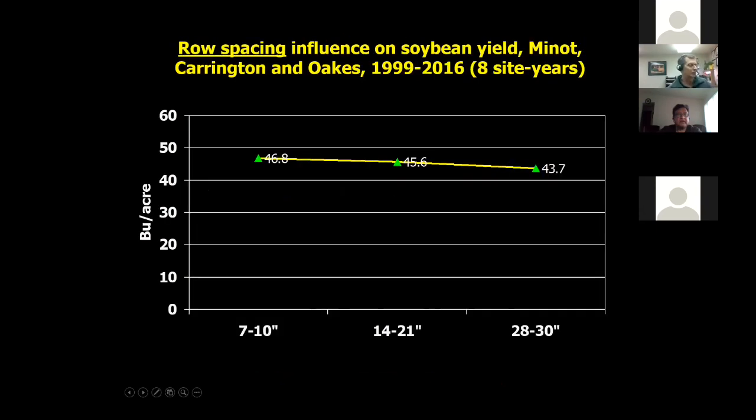And then just one selected slide showing only row spacing. This was 8 site years of work done quite a few years ago, but it's classical work from Minot, Carrington, and Oaks, so across the state. And notice that we did see a yield increase with the intermediate row spacing versus wide in the tune of about 4% yield advantage here. And then if we compare solid seeded to wide rows, this shows a 7% yield increase.